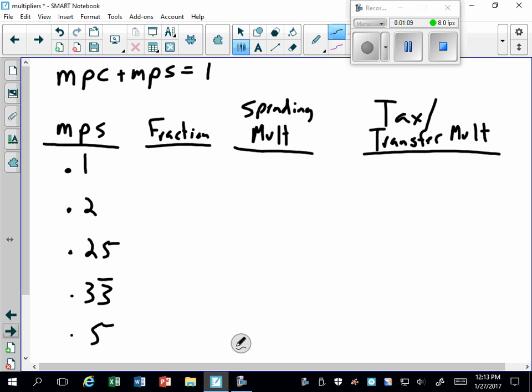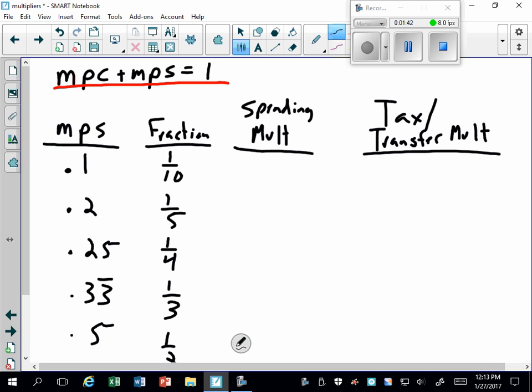So if we go here on the next page, remember, you always have to keep in mind this concept, MPC plus MPS equals 1. Okay, MPC plus MPS equals 1 is important because, as I said, they'll usually give you the MPC, and then they're expecting you to find the MPS. So we can assume that we did that, and all the way to the left, we have the different MPSs. Remember, I want you to think of these things as fractions. So if this is 0.1, that's 1/10, 0.2, 1/5, 1/4, 1/3, and 1/2.